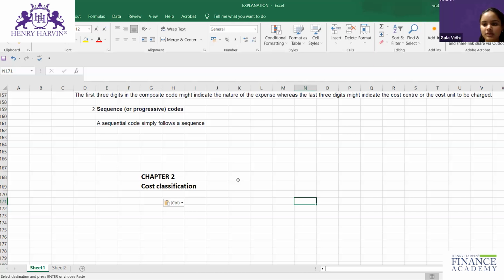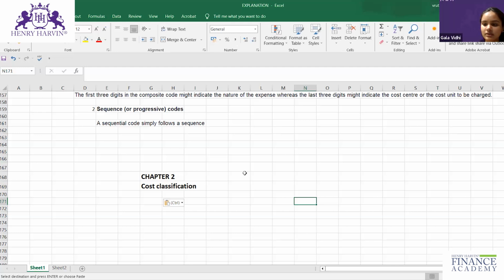So your second chapter is cost classification. As I had told you about starting with MA, your whole MA chapter is about costing. We are going to learn about different types of cost, how to minimize your cost, and analyze where your cost is going, analyzing each part of your cost. So your second chapter is about cost classification.